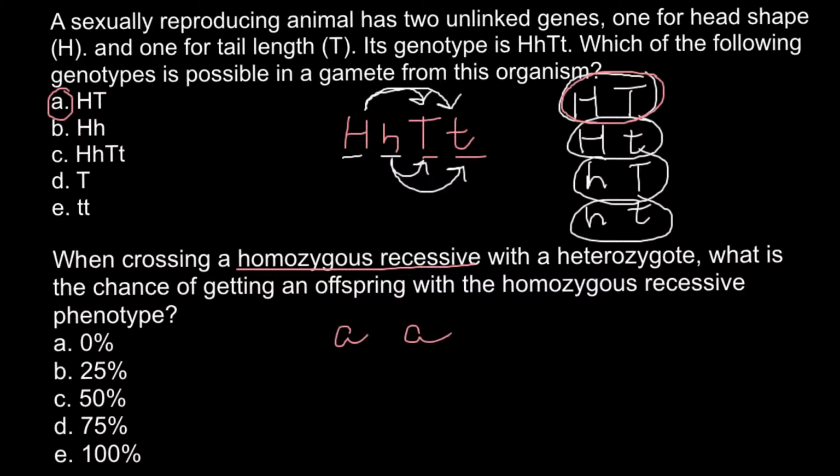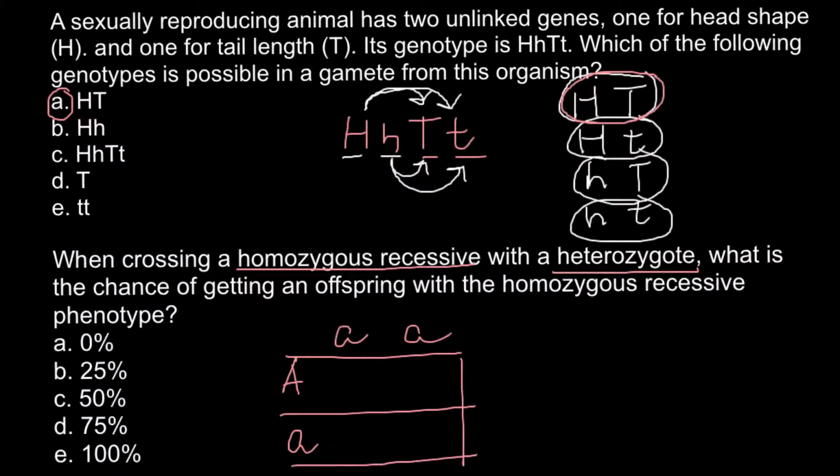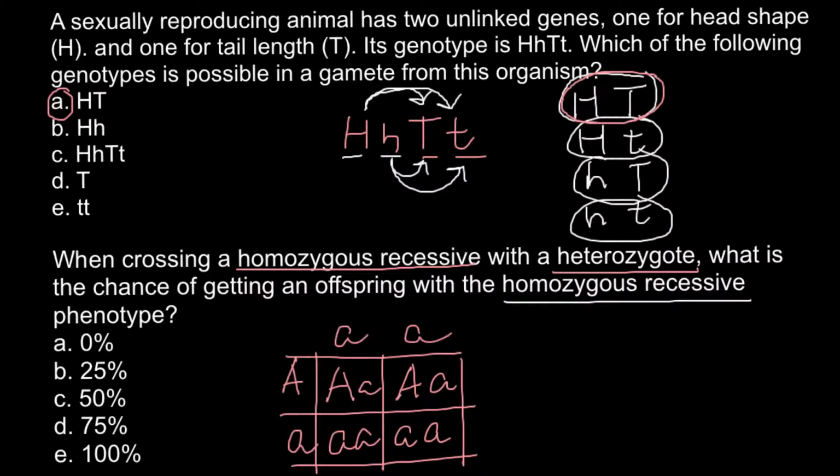So let it be small a, and we have to cross it with a heterozygote, meaning that one allele should be dominant and the other one recessive. When we build a Punnett square, we can find all the genotypes and phenotypes possible. So here in the first cell we would have a heterozygous genotype, here also a heterozygous genotype, and here we would have homozygous recessive, and in this cell homozygous recessive. And as you see, the homozygous recessive genotype makes 50% of such a cross, and the correct answer would be C.